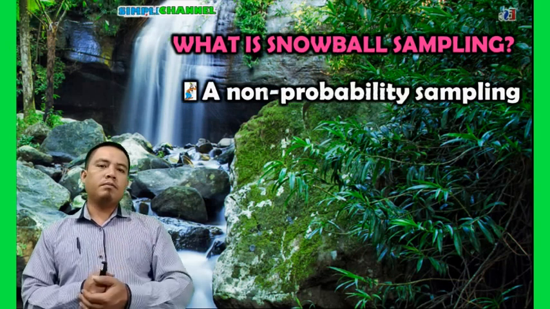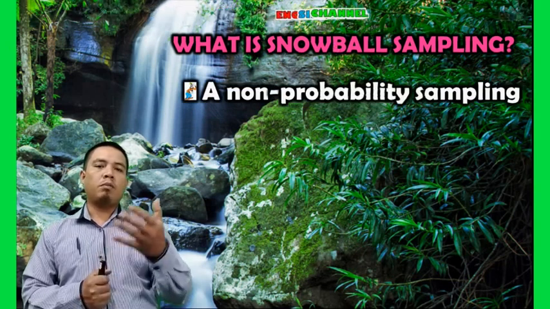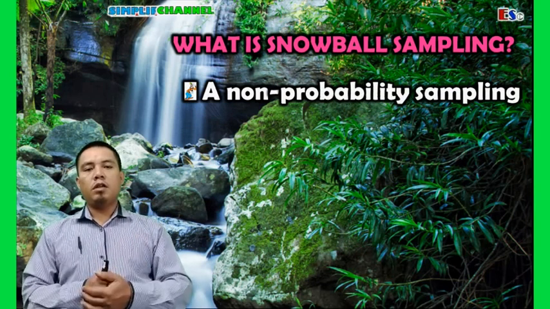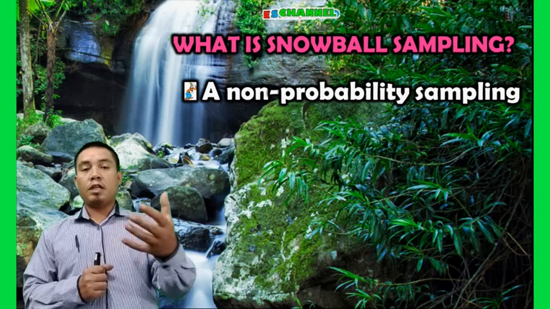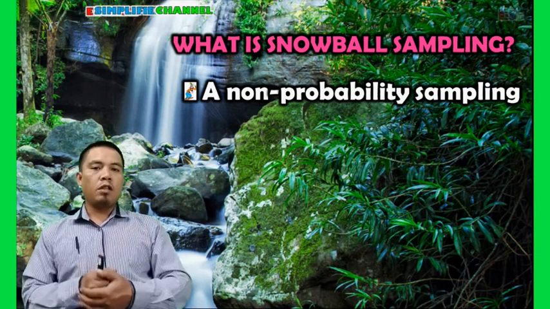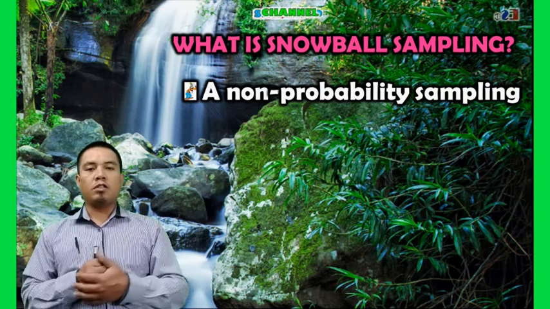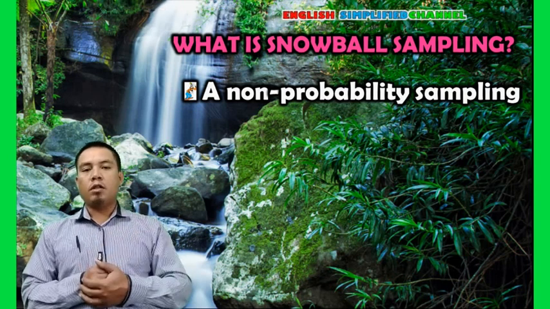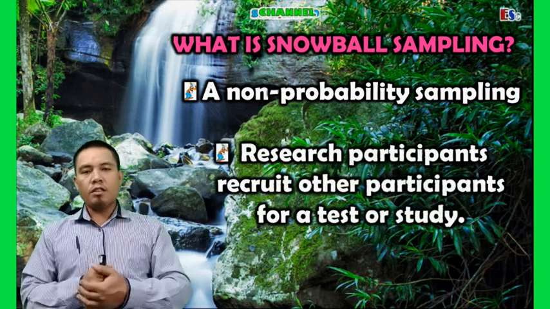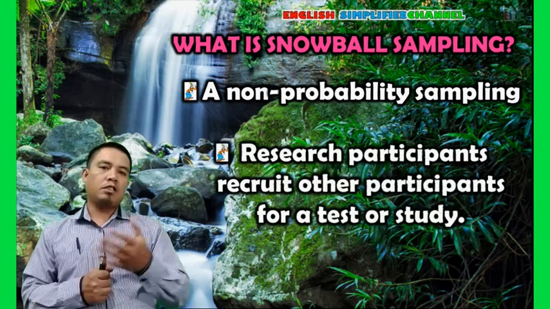What is snowball sampling? This sampling is one type of non-probability sampling technique or method. It means the samples are taken or selected from the population without randomization, so they don't have an equal chance to be selected as the sample when they are taken from a population. And this is the main point of this sampling.